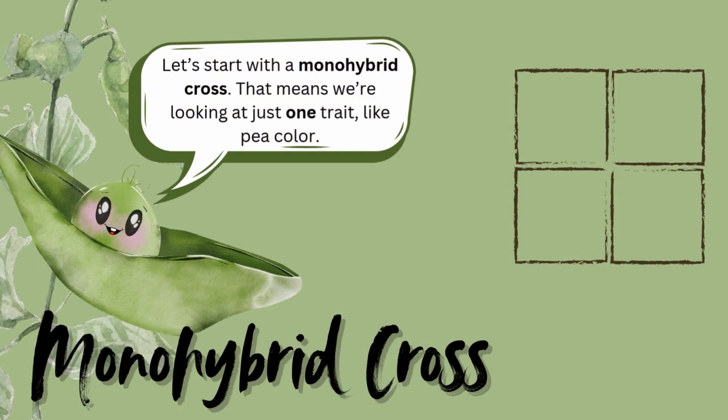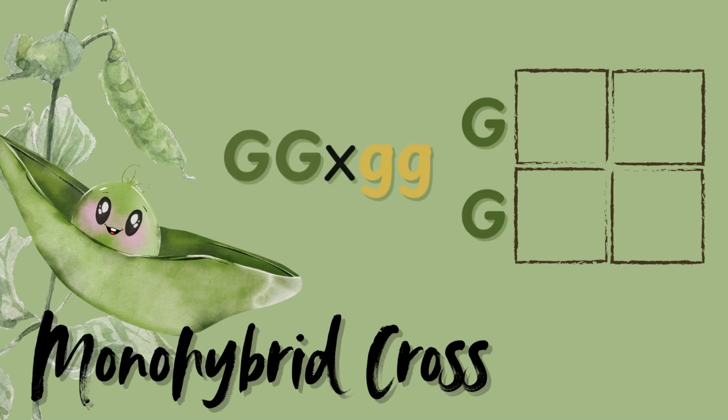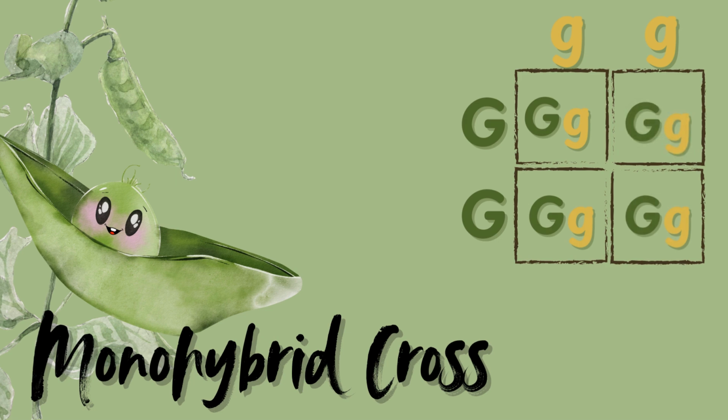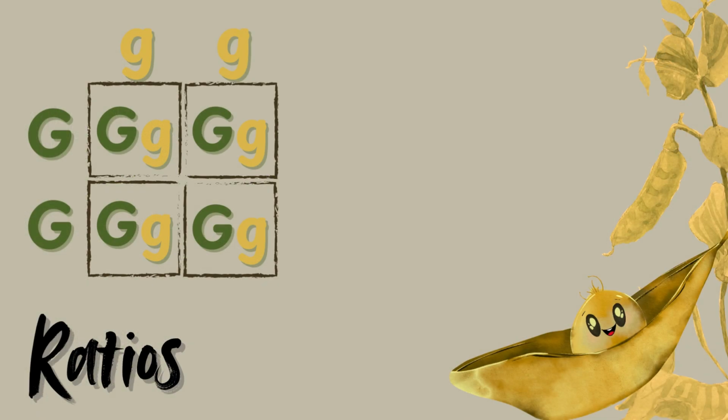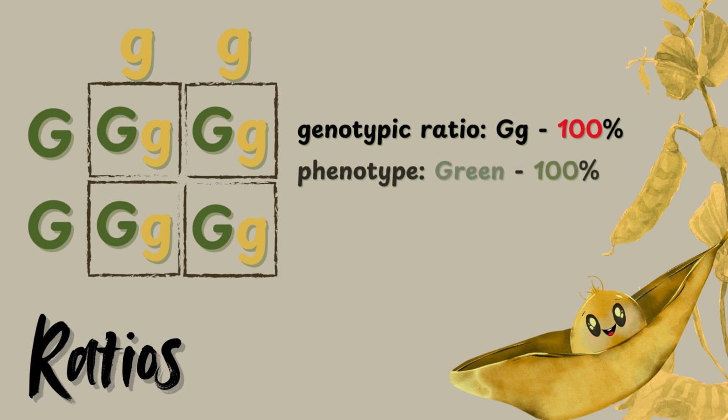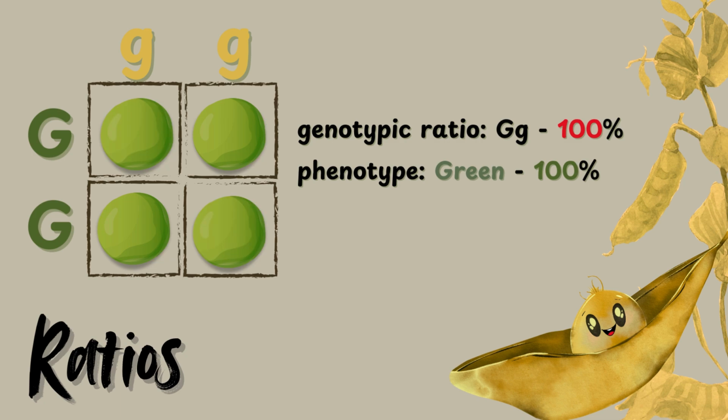Let's start with a monohybrid cross. That means we're looking at just one trait, like pea color. We'll cross a homozygous green pea, big G, big G, with a homozygous yellow pea, little g, little g. What do we get? All the offspring are heterozygous, which means their genotype is big G, little g. They'll all be green because green is dominant. So, the genotypic ratio is 100% big G, little g, and the phenotypic ratio is 100% green peas.